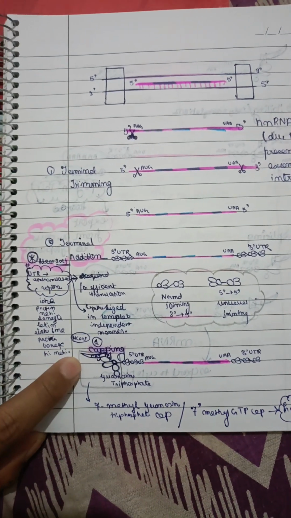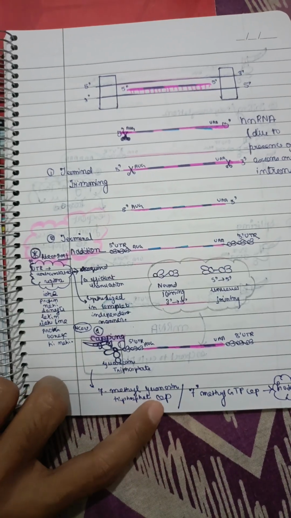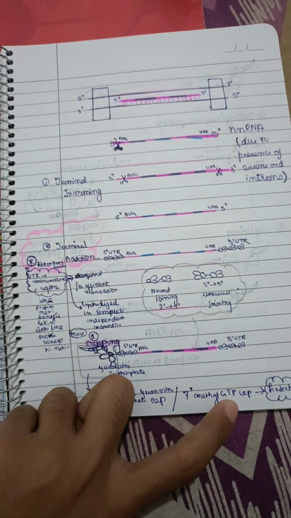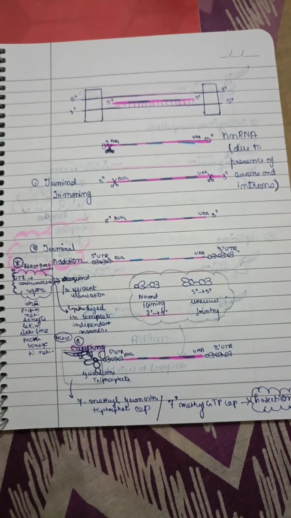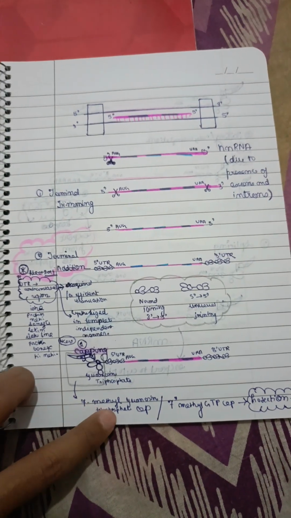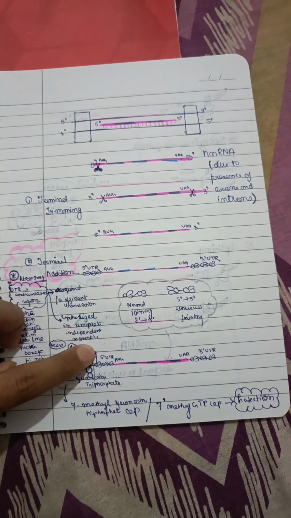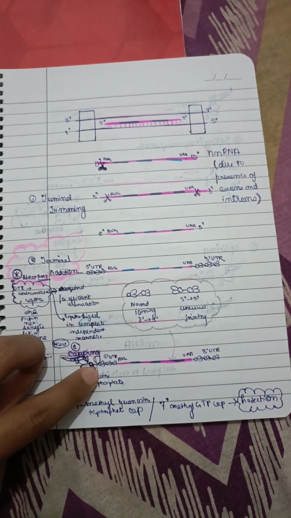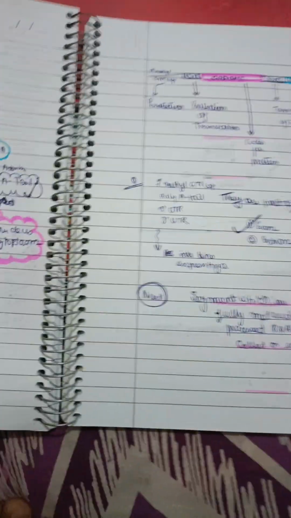Okay, then the capping is done. First the capping is done. See, the 7 methyl guanosine triphosphate cap, or 7 methyl GTP cap, which is for protection, is added. That's the cap. This 7 methyl guanosine triphosphate comes and attaches to the UTR. Okay, see here it is attaching to the UTR, and thus the capping is done, which is for the protection.